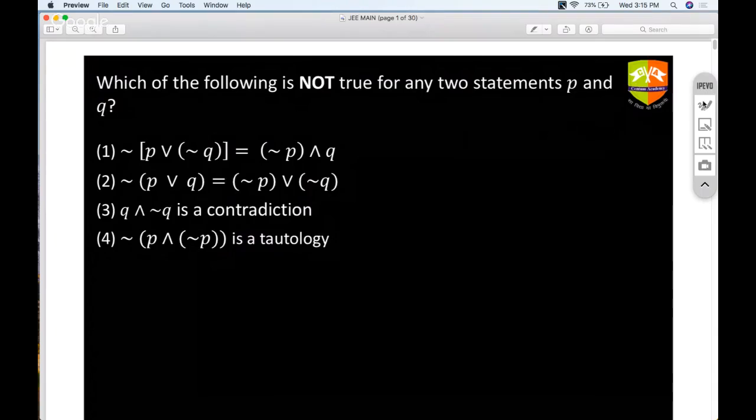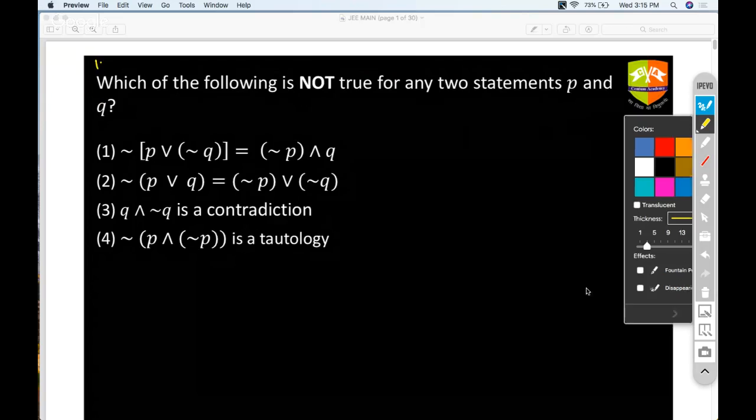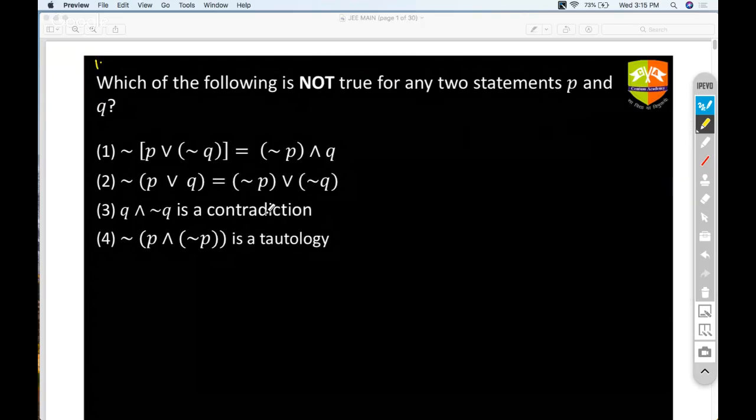All right, so we're starting from the first question, and I think most of you have started answering it. Great. So, which of the following is not true for any of the two statements P and Q? Of course, statement 1 is going to be correct. Statement 2 is not correct because it is contradicting De Morgan's law.